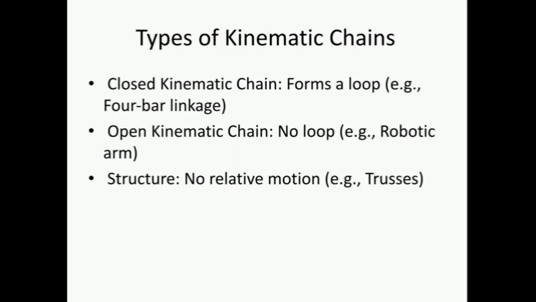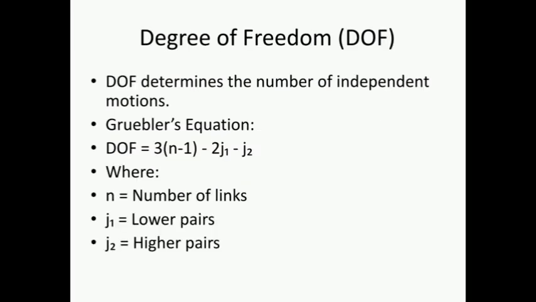Now we see the types of kinematic chains. First is closed kinematic chain, which forms a loop. For example, 4-bar linkage. Second is open kinematic chain, which does not have any loop. Example, robotic arm. And third is structure. There is no relative motion. Example, trusses.